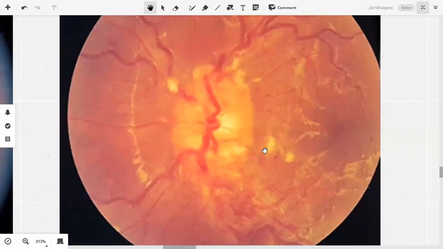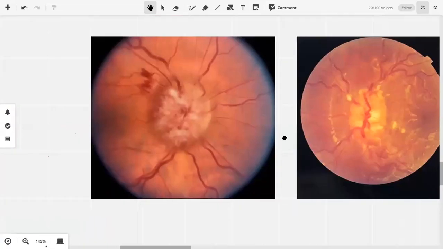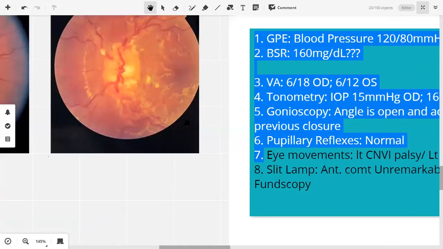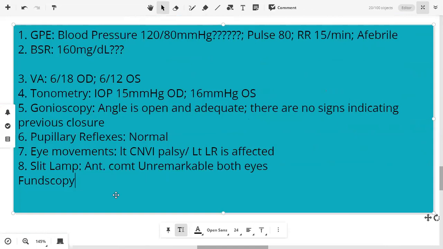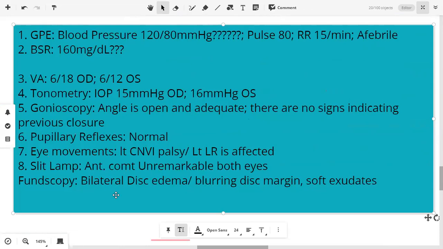Can I say that the changes present in the right eye are also present in the left eye? Yes. Okay. So whatever this is, it's affecting the eyes bilaterally. So on fundoscopic examination, there is bilateral disc edema, blurring of disc margin. There are bilateral soft exudates. There are bilateral hemorrhages. There are bilateral dilated veins.